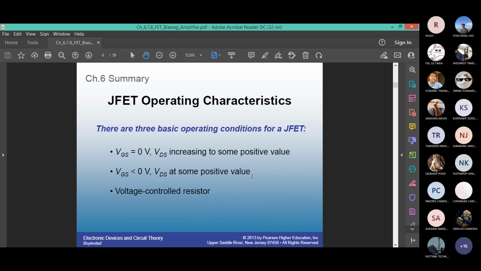There are three operating conditions for JFET. What are they? First, the gate source voltage VGS is 0, and then you keep increasing the drain source voltage to some positive value. The second operating condition is when you put VGS, the gate to source voltage, less than 0, which means it's a negative value, maybe -1, -2, etc., but VDS is also at some positive value. And the third region of operation we call the voltage control resistor, where the voltage and current relationship is just like Ohm's law, V equals IR. The more the current, the more the voltage, and resistance is increasing as well.